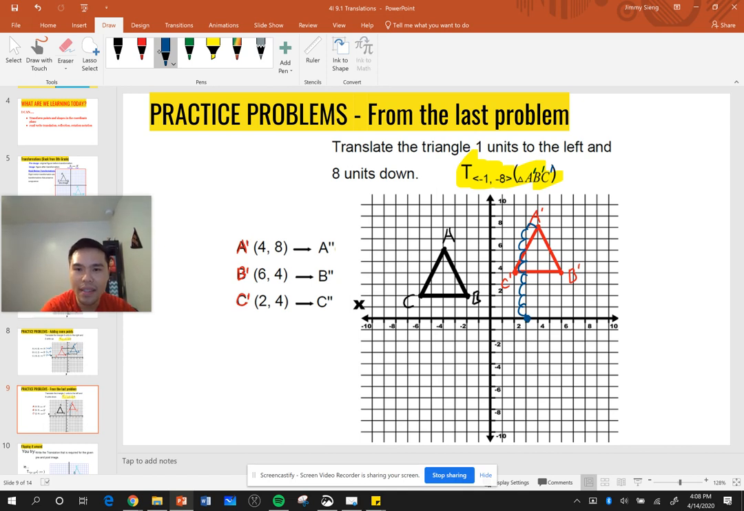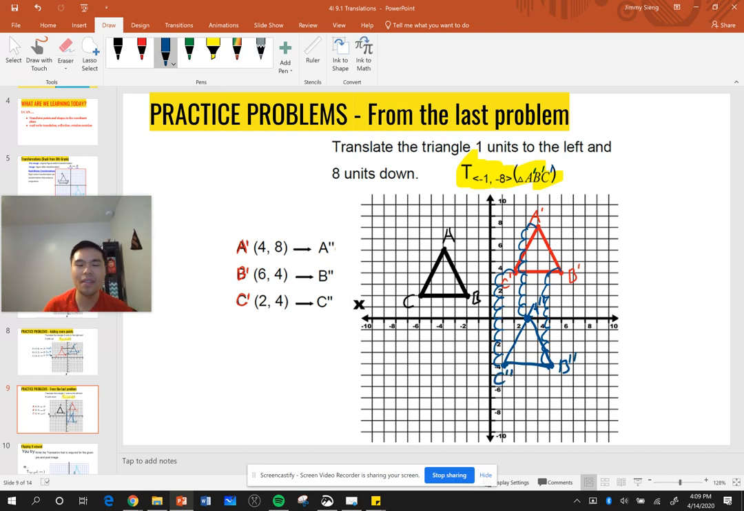Go ahead and do that with C. 1, 1, 2, 3, 4, 5, 6, 7, 8. Right there. And then B. Over 1 to the left, down 1, 2, 3, 4, 5, 6, 7, 8, right there, okay? So this is where the image of A prime is. We're going to call this A double prime. Or triangle A double prime, B double prime, C double prime.